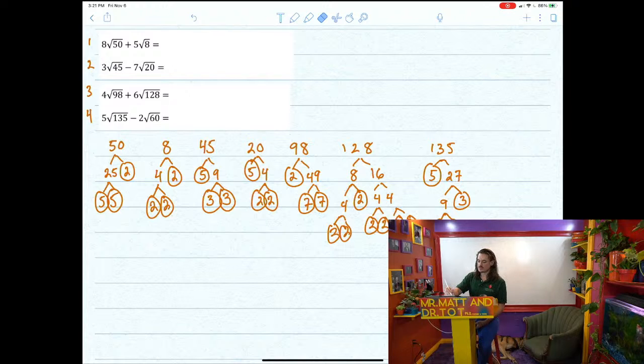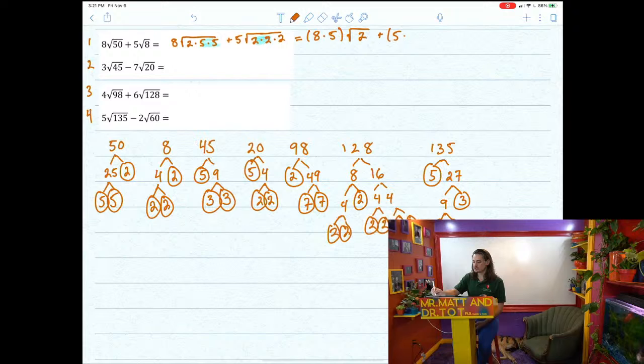So we could rewrite 50, or the first term, as 8 times 2 times 5 times 5 plus 5 times 2 times 2 times 2. Notice that for every pair underneath, we can bring 1 outside. So this is the same thing as 8 times 5 times the square root of 2. We're left with 2 underneath the radical, plus 5 times 2 times the square root of 2.